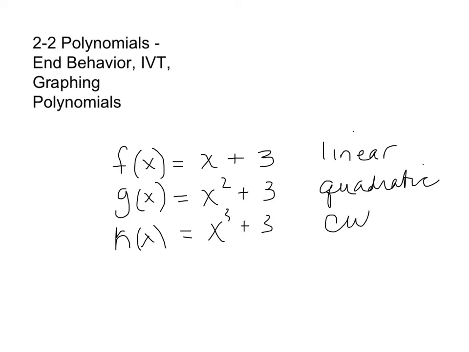This is cubic. Okay. The domain of a polynomial is always all reals because there's no variable in the denominator and there is no square root. And then the range could vary depending on the polynomial, but the domain of all polynomials is all reals.